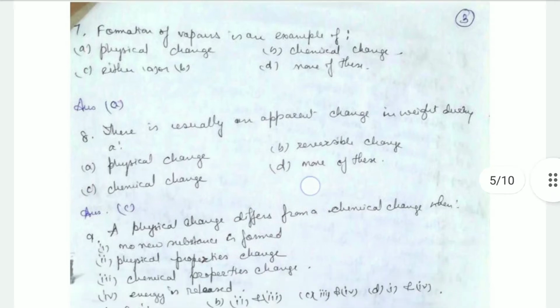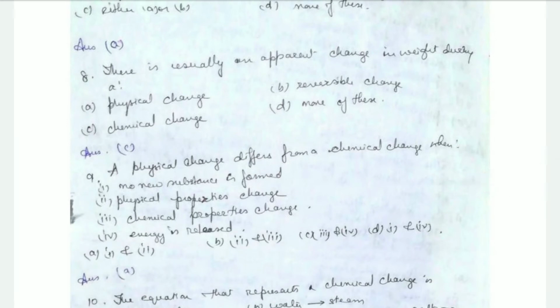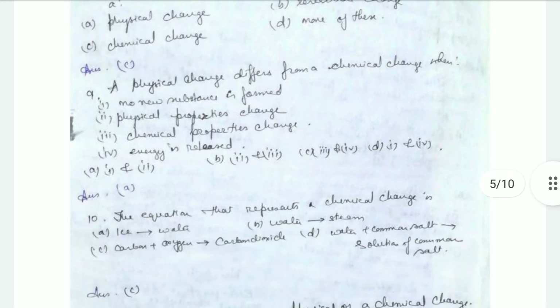Then formation of vapors is an example of a physical change. Then there is usually an apparent change in weight during a chemical change. Then a physical change differs from a chemical change when, in the first option, no new substances are formed, but in case of chemical change new substances are formed. Physical properties change, but in case of chemical change chemical properties change.